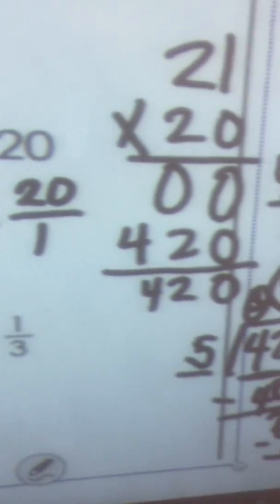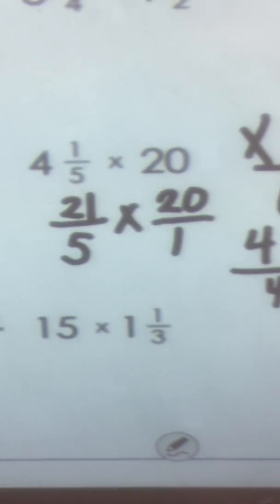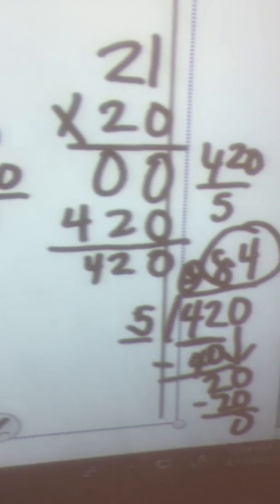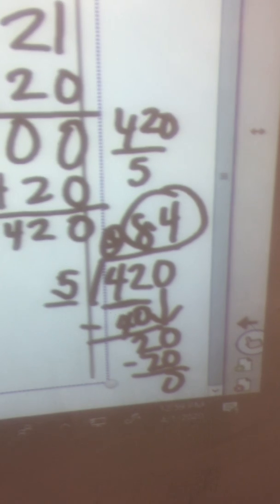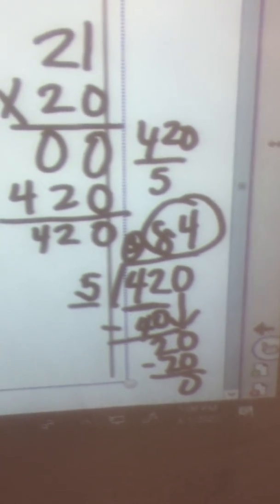So again, take your mixed number, change it to improper. Numerator times numerator, you got 420. 5 times 1 is 5. You can leave it as 420 over 5, or work that out. That simply says 420 divided by 5, and you get that whole number of 84. Okay?